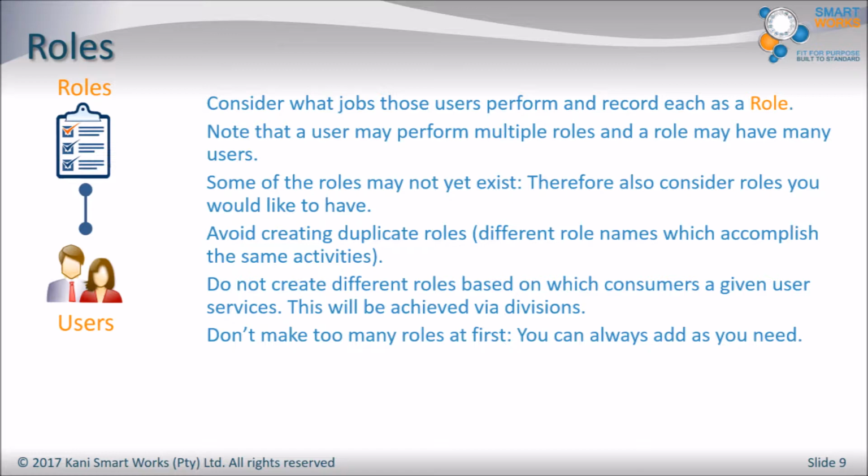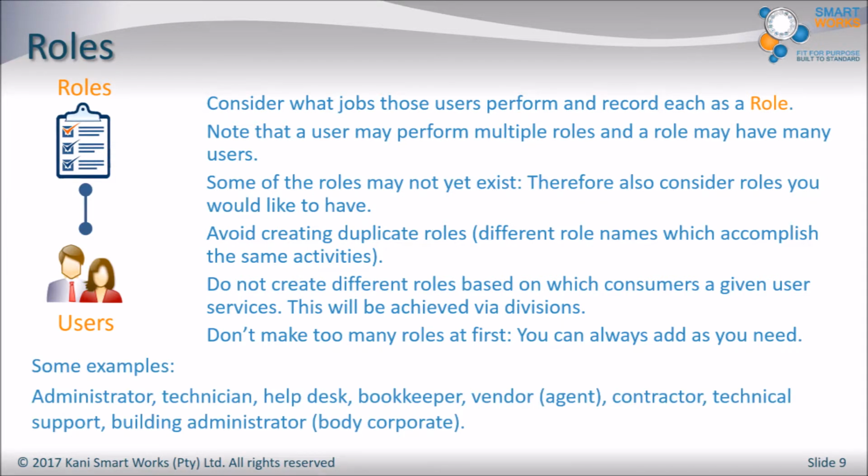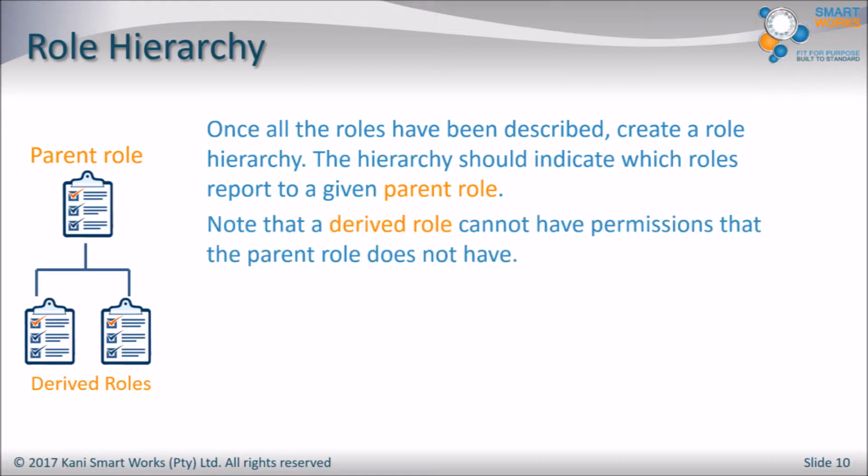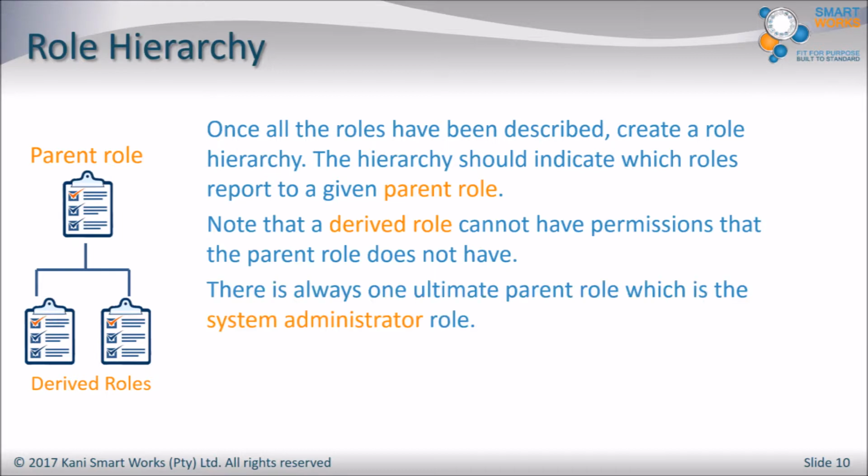And don't make too many roles at first. You can always add them as you need. Some examples are administrator, technician, help desk, bookkeeper, vendor or agent, contractor, technical support, building administrator. Once all the roles have been described, create a role hierarchy. The hierarchy should indicate which roles report to a given parent role. Note that a derived role cannot have permissions that the parent role doesn't already have. There's always one ultimate parent role, which is a system administrator role.